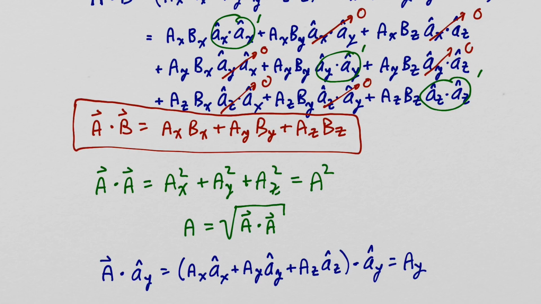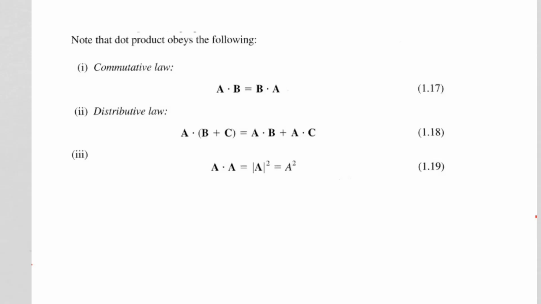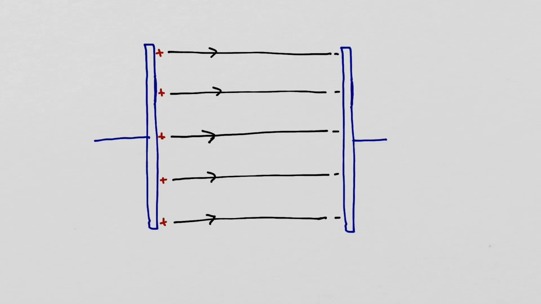Here are the commutative and distributive laws of vector dot product multiplication. You can verify these two expressions by writing out the vectors in component form and evaluating the two sides of each equation. The dot product makes it easy to describe physical phenomena.